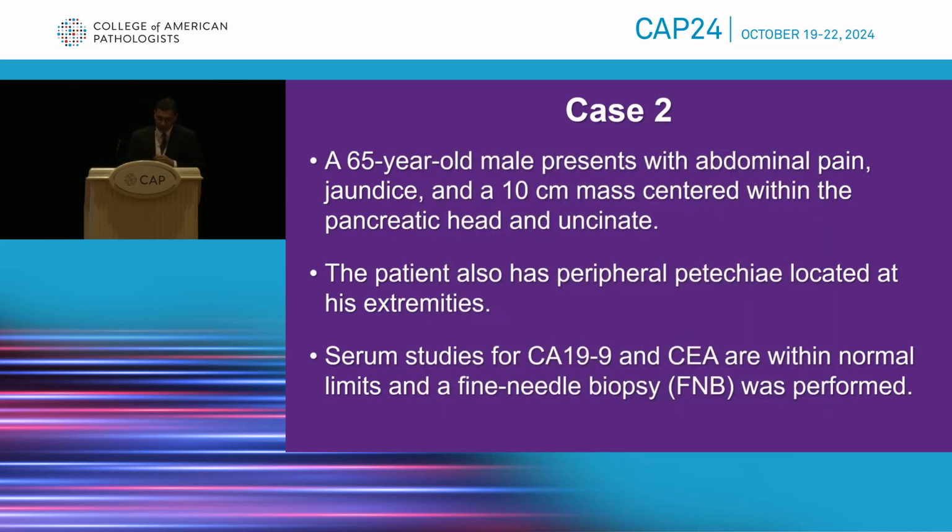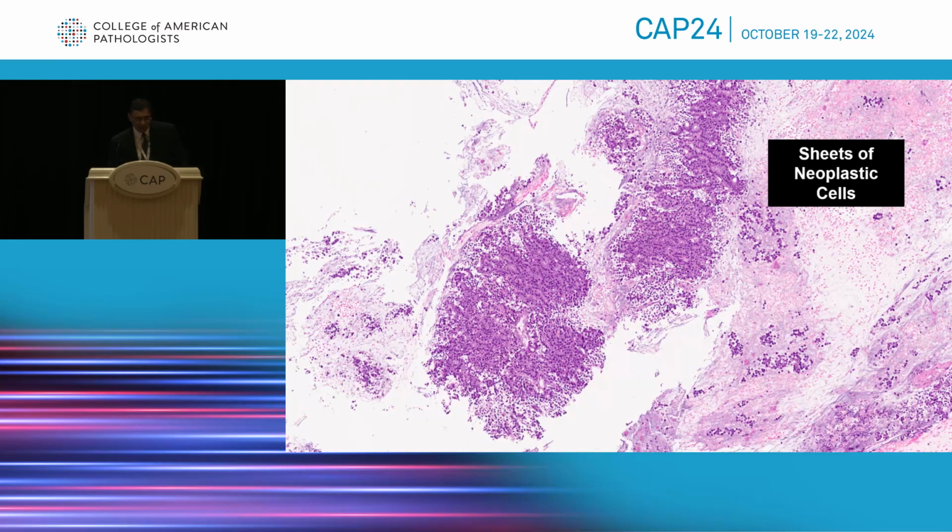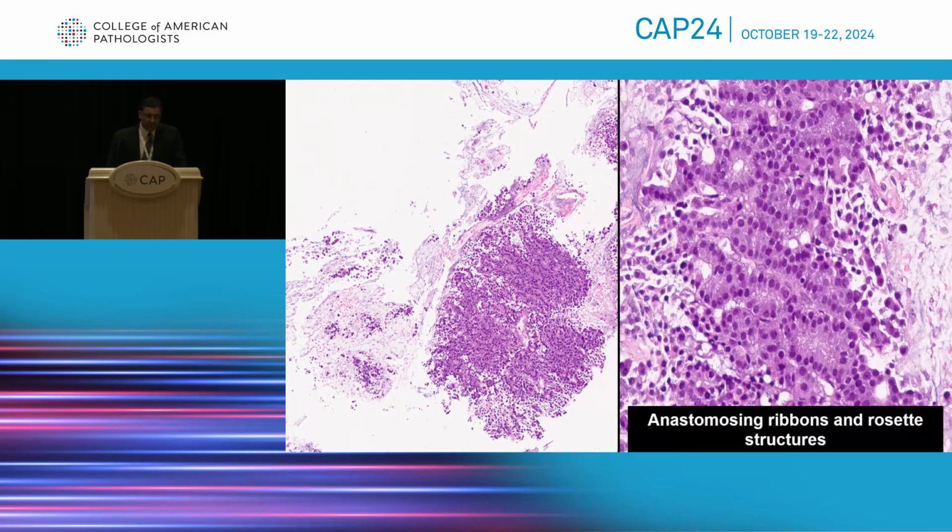Enzyme studies were done and essentially negative, and an FNB was performed and revealed large clusters, really sheet-like, of neoplastic cells with a dirty necrotic background. At higher magnification, the neoplastic cells resembled normal acinar parenchyma with rosette and ribbon architecture, but the neoplastic cells were also somewhat interanastomosing in and out.